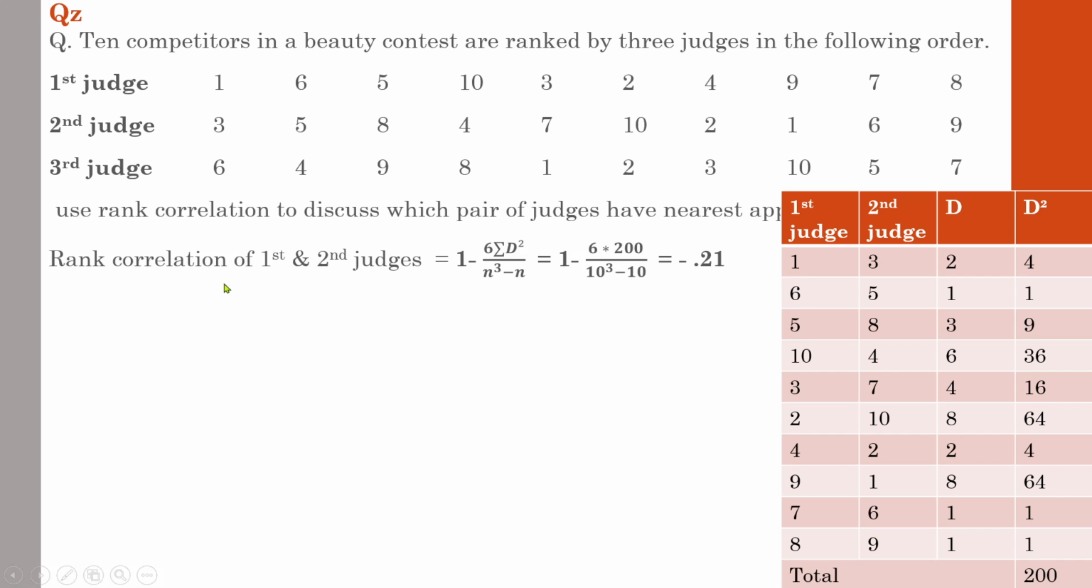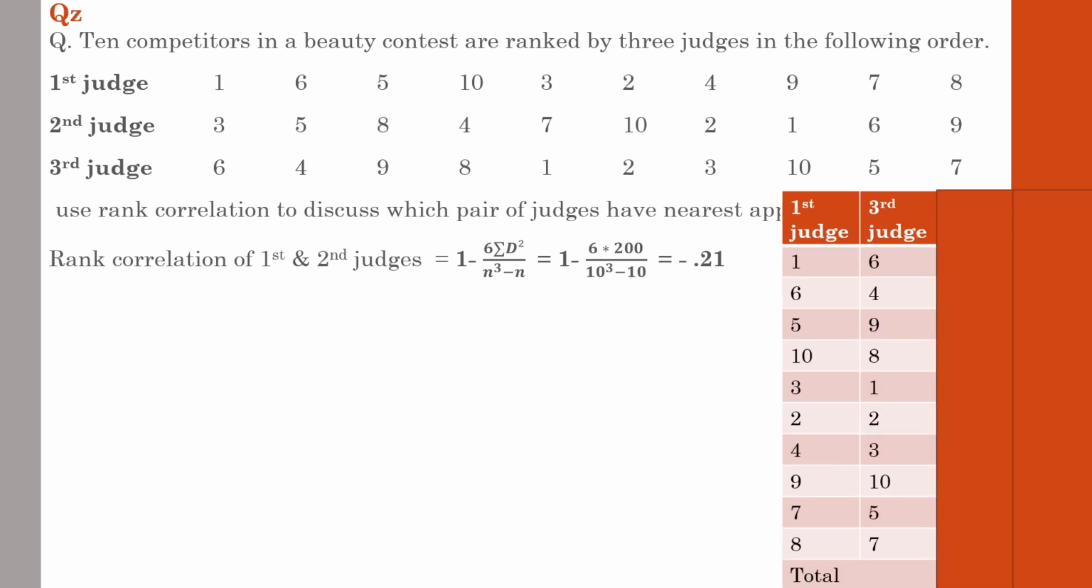Rank correlation of first and second judges. Because we have selected the first and second judge, the equation is 1 minus 6 sigma d square by n cubed minus n, equal to 1 minus 6 into sigma d square, 200, divided by n cubed minus n. N means number of items. 10 raised to 3 minus 10, you will get minus 0.21. Okay, you have found the correlation of those 2 judges, first and second judge, as computed.